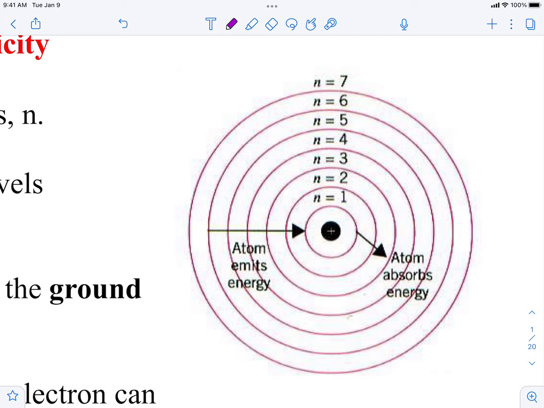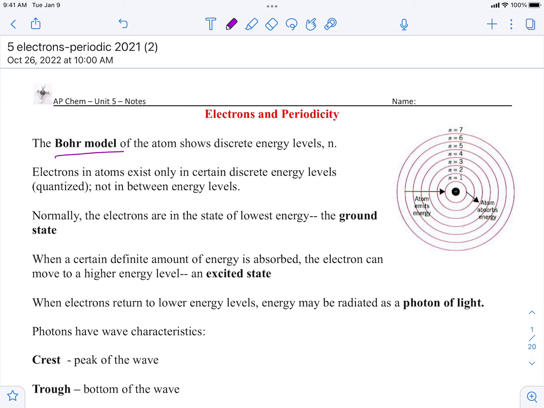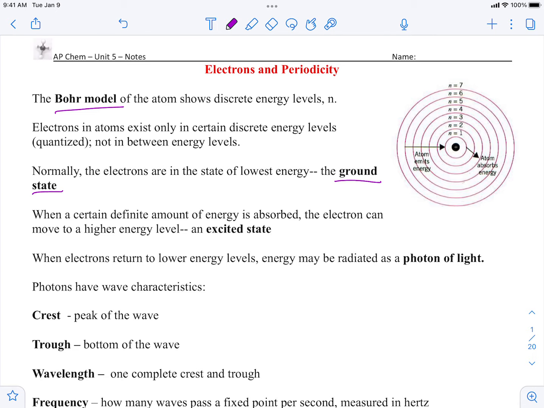Okay, so the importance of the Bohr model is that it explains to us where electrons are housed and what happens when energy is absorbed. So there's this term ground state. The ground states are the electrons in their state of lowest energy. It's kind of like just their normal residence. It's where we typically expect the electrons to be.